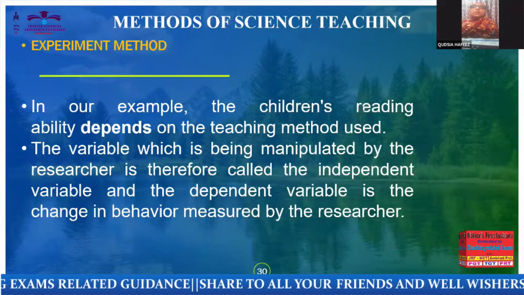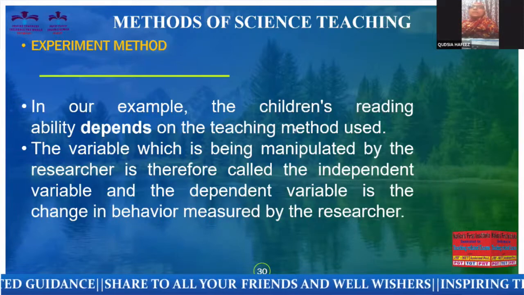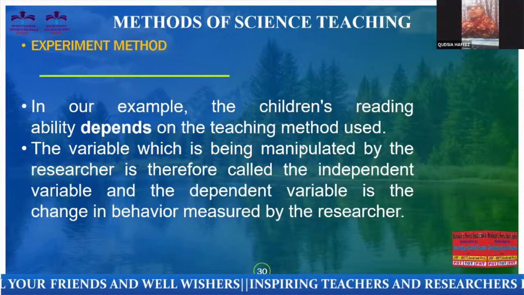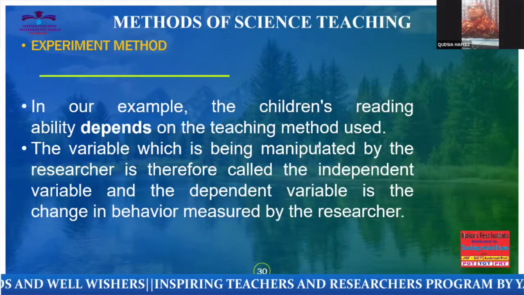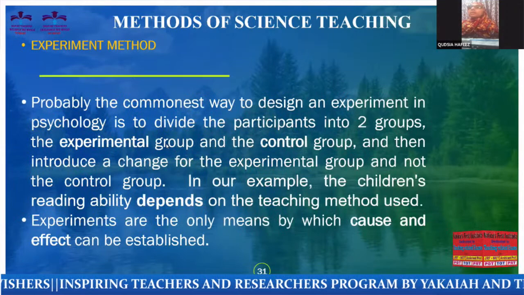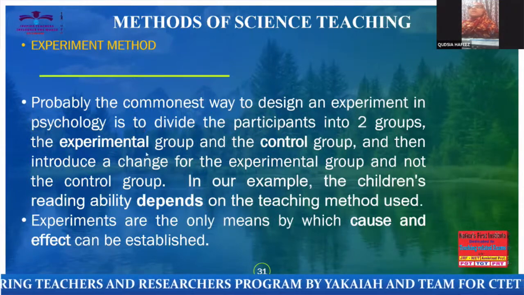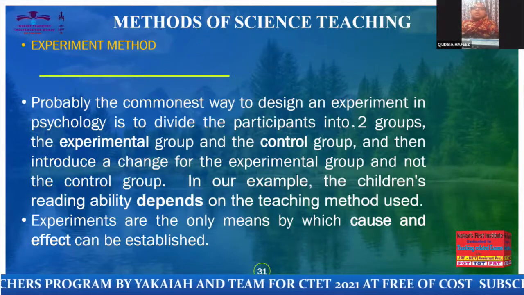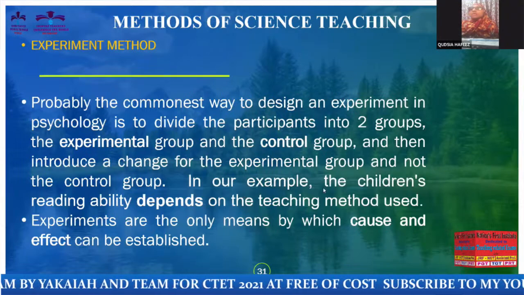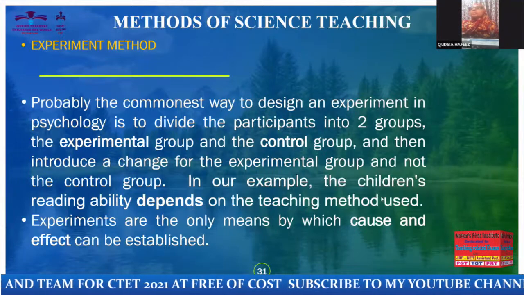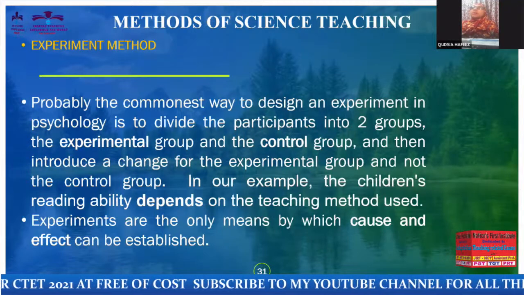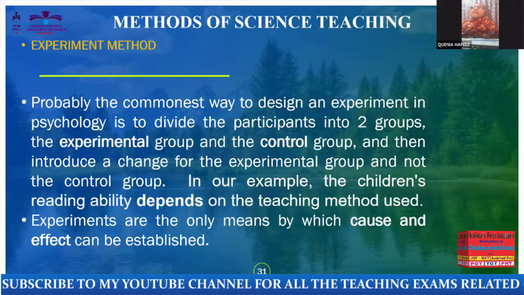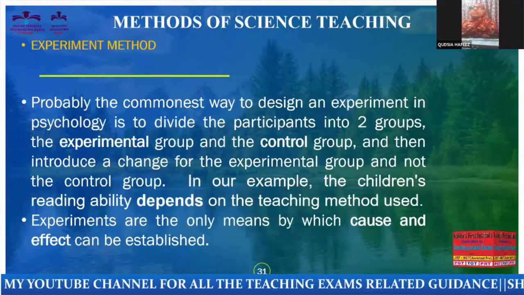Probably the commonest way to design an experiment in psychology is to divide the participants into two groups. One group can be called the experimental group and the other the control group. So the control group does not receive any modification in the method, whereas the experimental group receives the modification in the method of teaching. Two groups are always there in experimental designs. In our example, the children's reading ability depends on the teaching method used. One group will be given the new method of teaching, the other group will be left as it is with the same method in continuation. That is the control group.